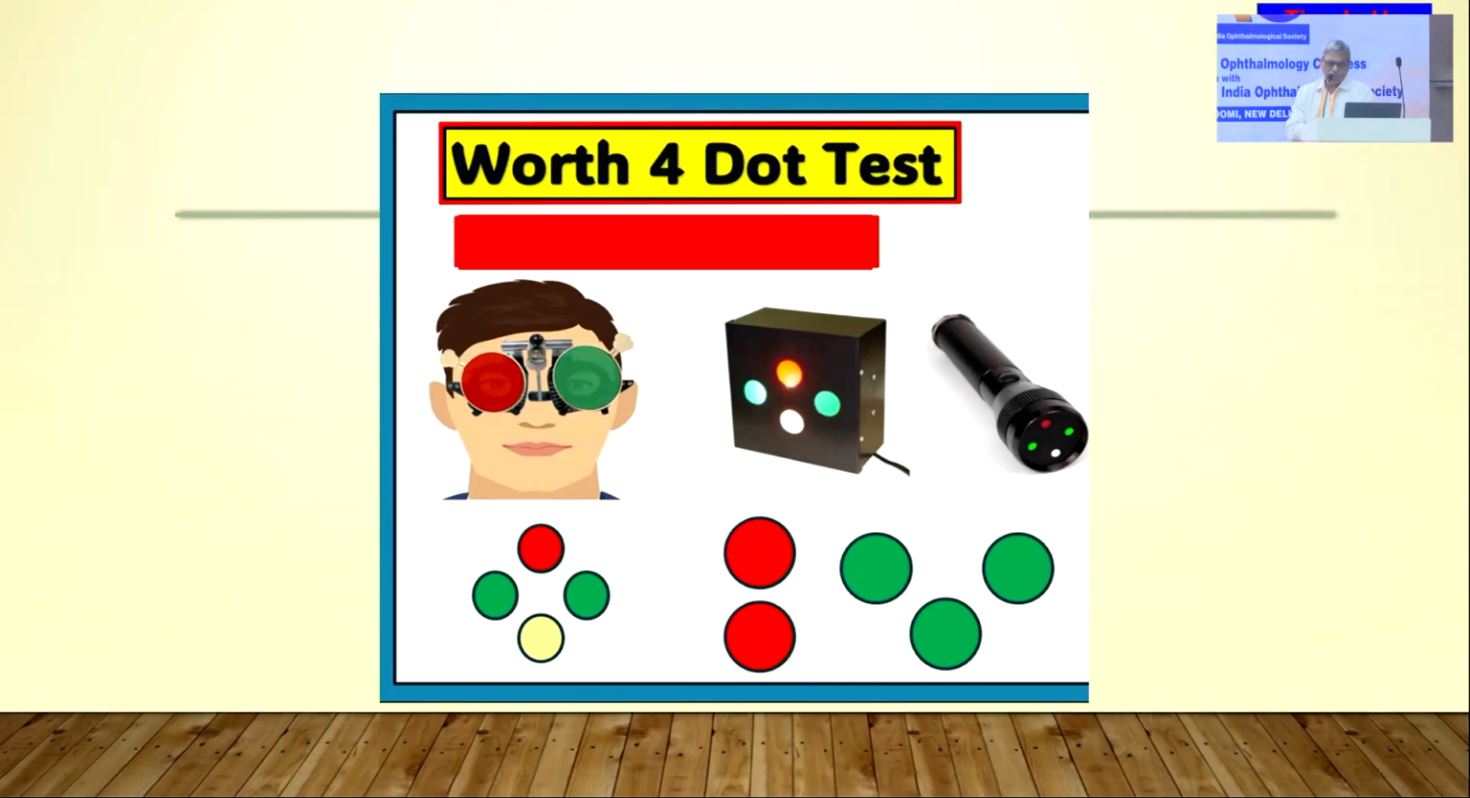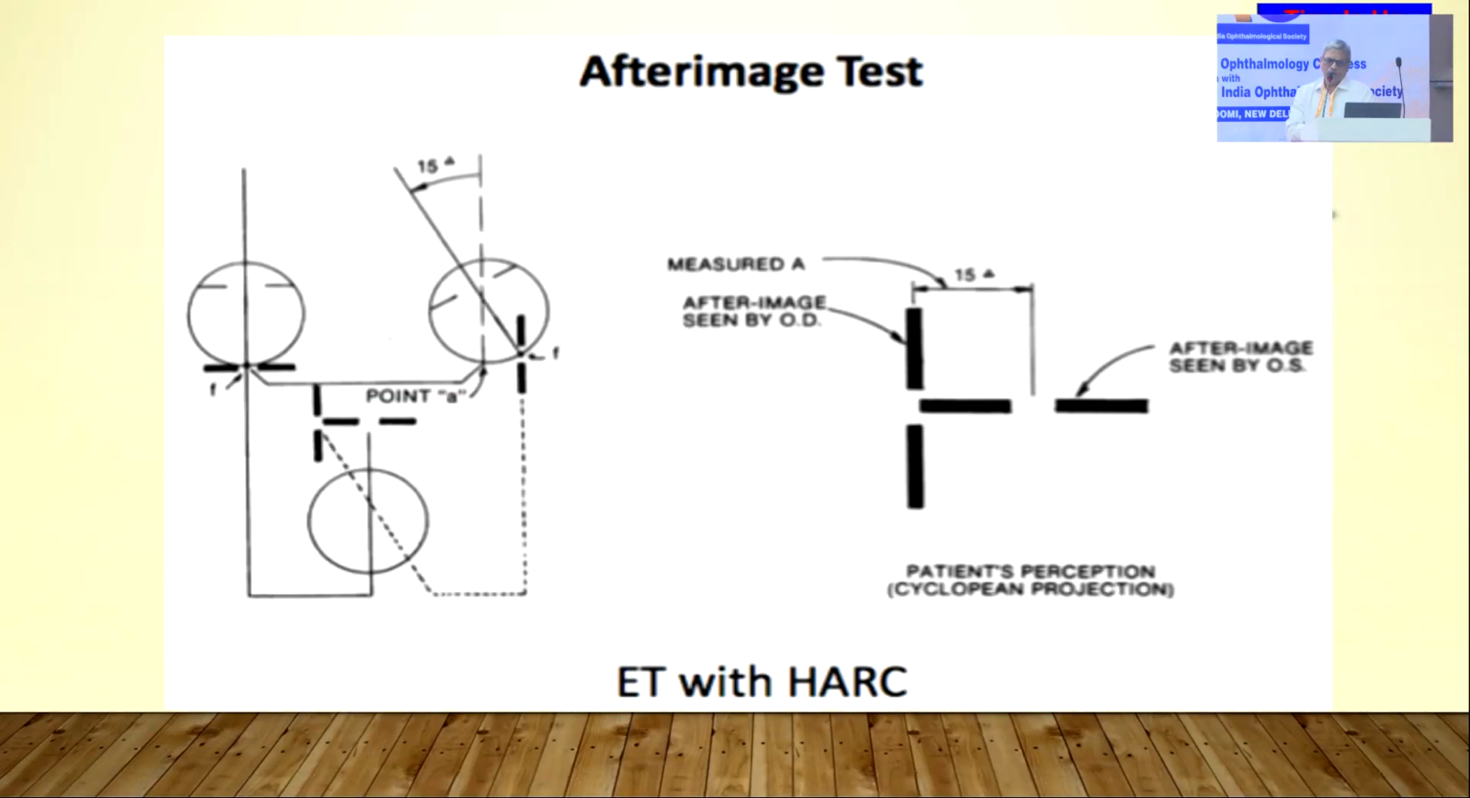This is the one most important thing. The 4-dot test you can use. Then we have other after-image tests. So many tests are there for abnormal correspondence. These are all very simple things, but once you go and read, they are very easy. Understand now? One of the easiest subjects.